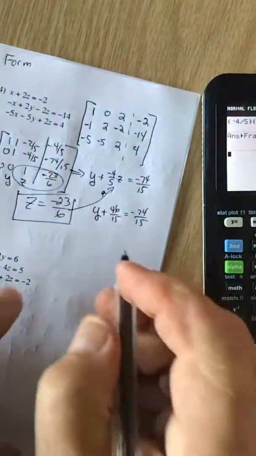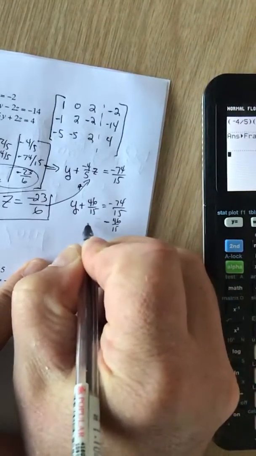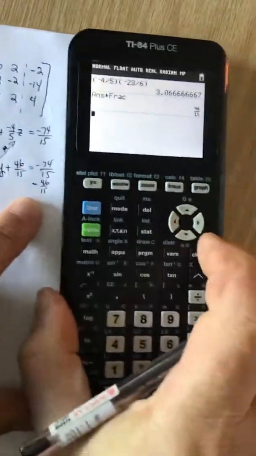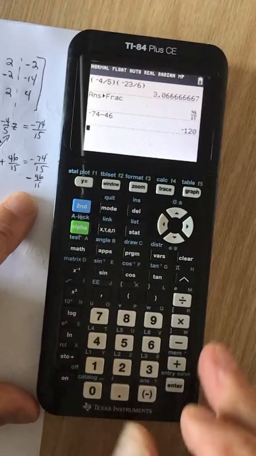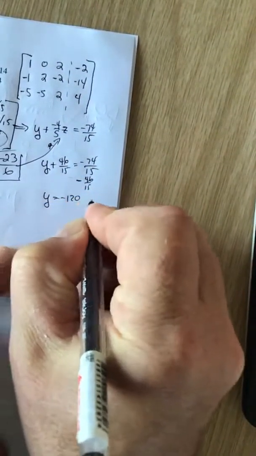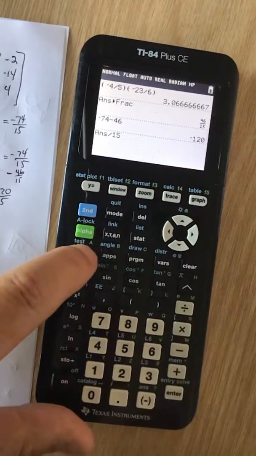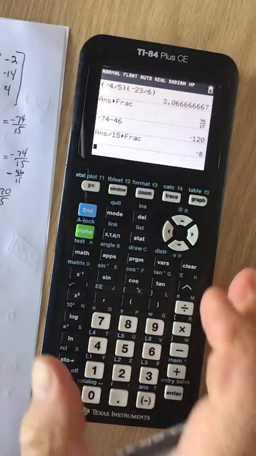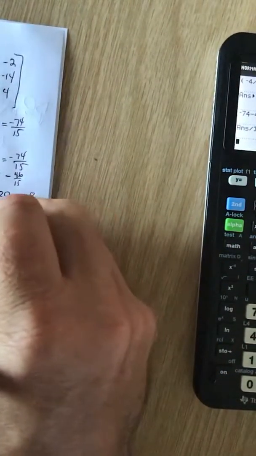Well, at least I got a common denominator. I don't really need to do much. I'll subtract 46 fifteenths from both sides. So -74 minus 46 is -120 fifteenths. Okay, that will reduce. So we'll take 120 divided by 15, math fraction. Okay, yep. It reduces all right to -8.